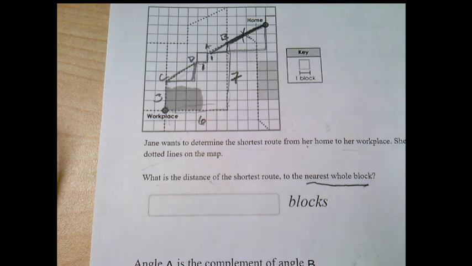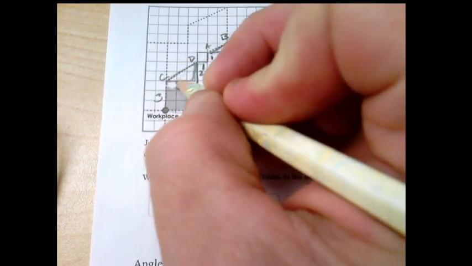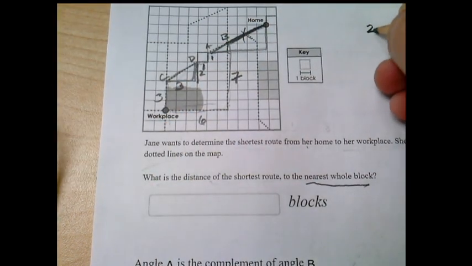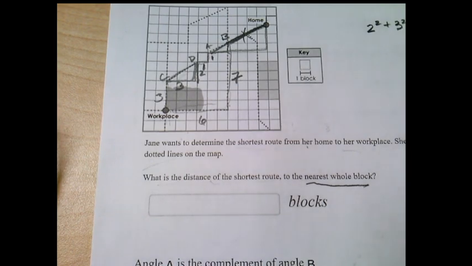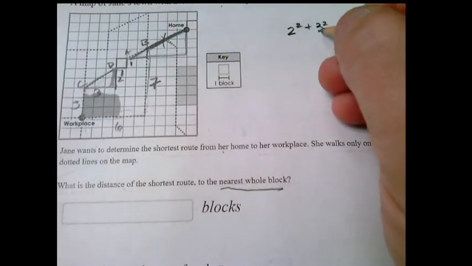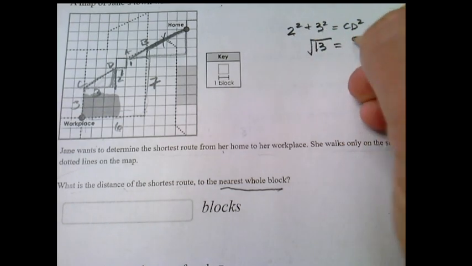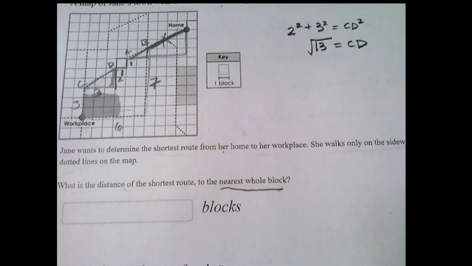All right, so let's do this here. This length right here is 2. This length right here is 3, okay? So if I work that out, 2 squared plus 3 squared would equal CD squared. So we're going to do 9 plus 4 is 13. The square root of 13 is CD. Remember? 9 plus 4, and then I want to square root that.